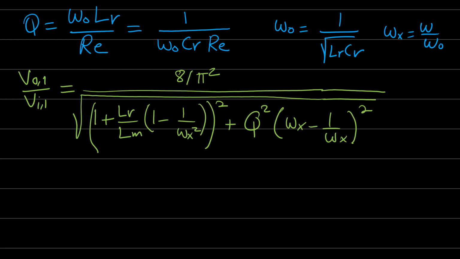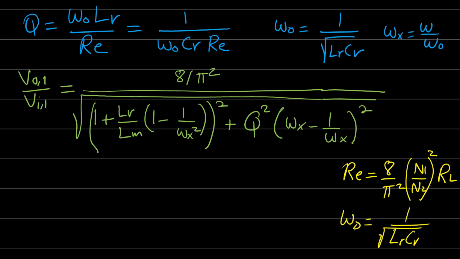We have a transformer, so we have to include the transformer ratio N1 over N2. Okay, so we can say that RE is equal to how much? 8 over pi squared times RL, but also times what? N1 over N2 squared, which is the transformer turns ratio, N1 over N2. Omega naught, as we said, is equal to how much? 1 over LRCR under the root square.